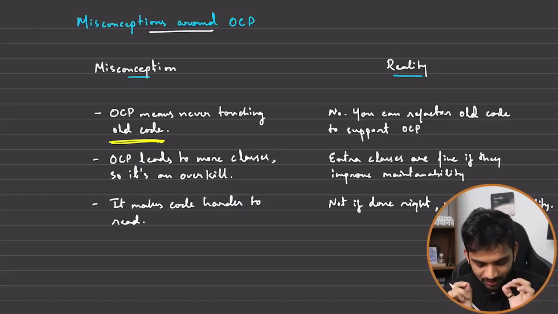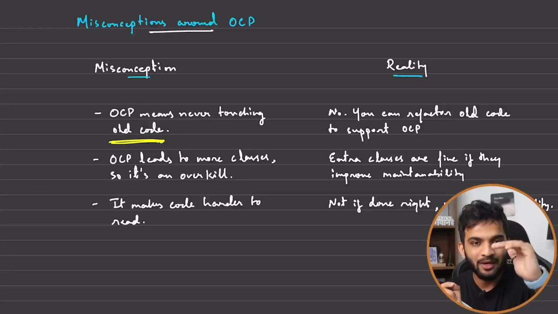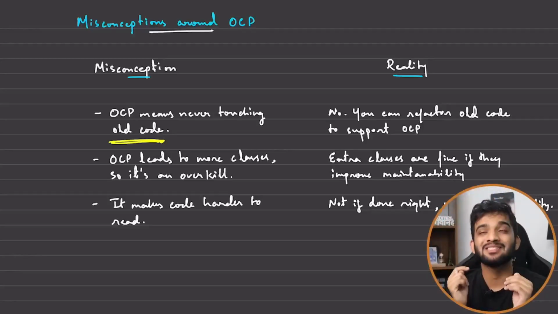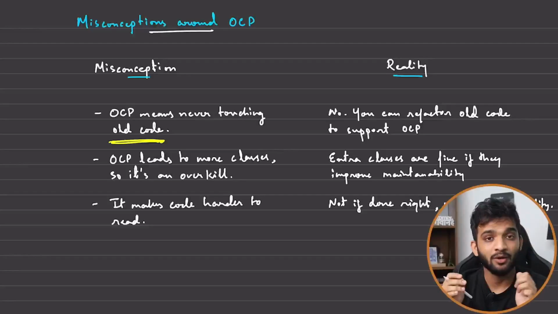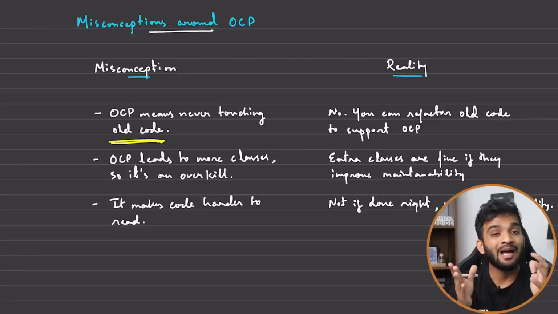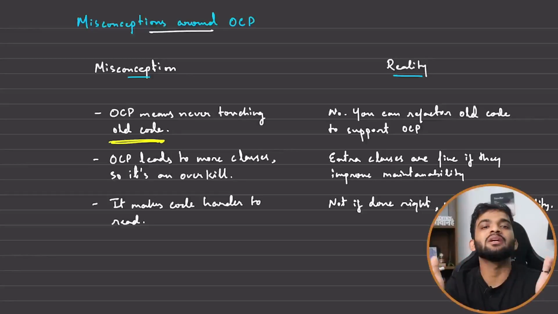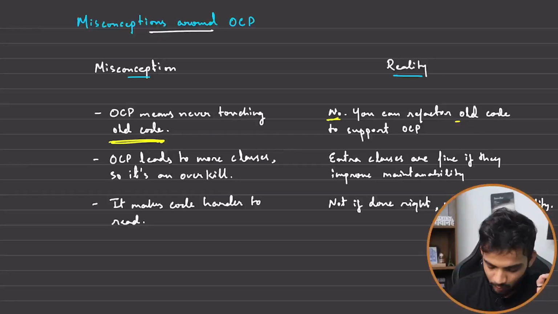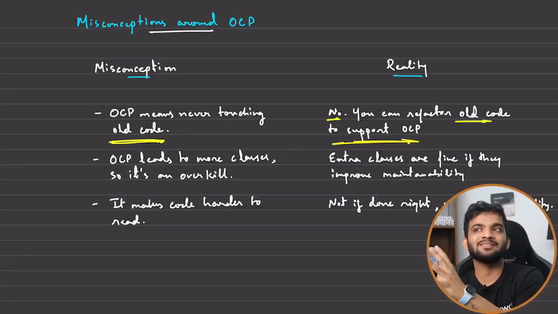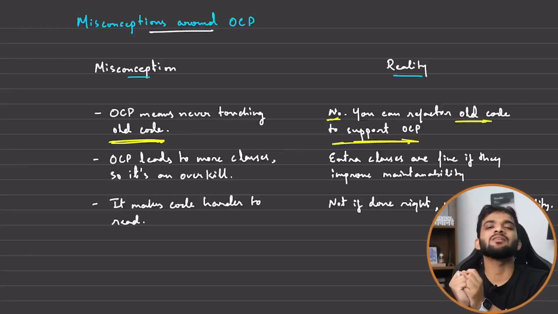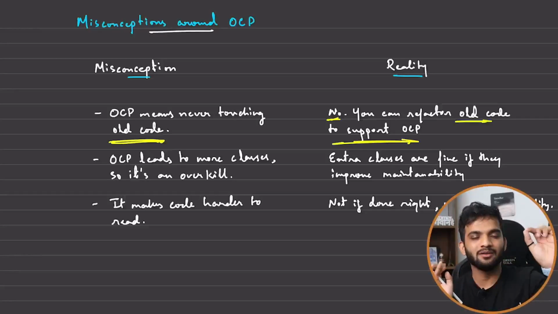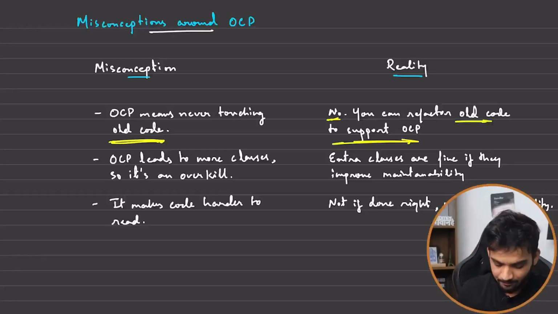So it's not about never touching old code. If it's needed, you will touch the old code, and to everyone who's using it, you're going to reach out and say, hey, we are doing this, please update your code. Or you'll have to find a solution where you gradually deploy it. You can replace old code to support OCP. If you have realized that there's an issue, maybe you can implement OCP in the old code as well, or you can change the old code as well. There's no hard and fast rule that you're not allowed to modify the old code. Keep that in mind. Okay?